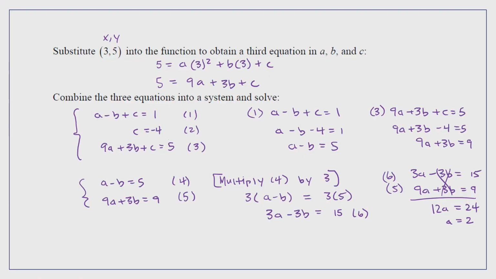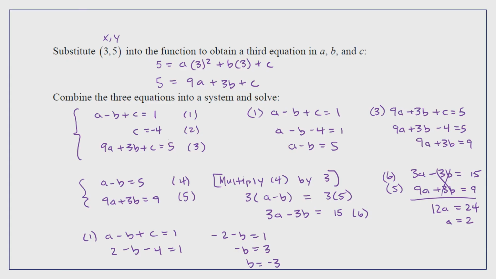So I can now back substitute. Since I already know what c equals, I'm going to use equation 1 and I'm going to substitute in both c and a. So a is 2, c is negative 4. And this will let me solve for b. So I'll have negative 2 minus b equals 1. So negative b equals 3. So b equals negative 3.